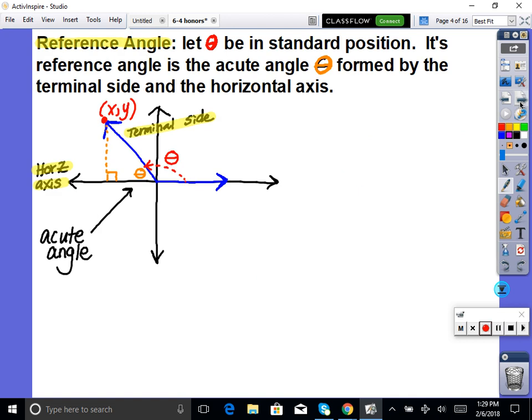So now let's look here. This is just a new word for us, reference angle. So it says, let red angle theta be in standard position. Its reference angle will be the acute orange angle theta formed by the terminal side and the horizontal axis. So basically we already know how this works, right? This is the point of the unit circle. Now we can extend our knowledge of trig to obtuse angles, correct? Negative angles and so on.